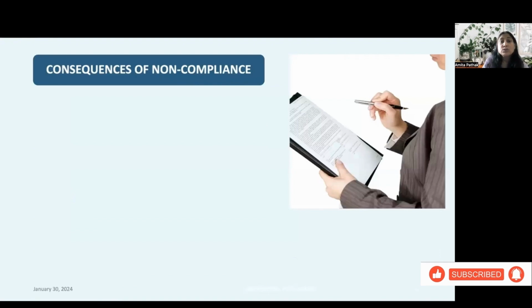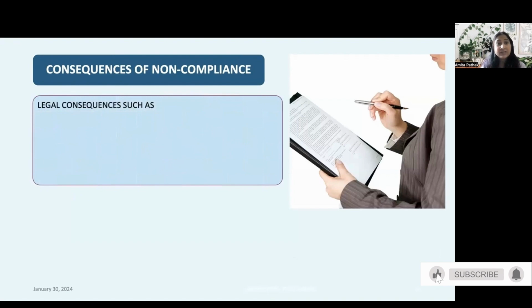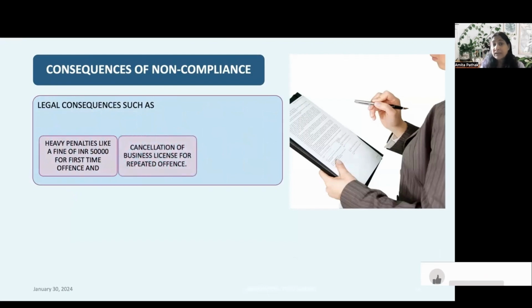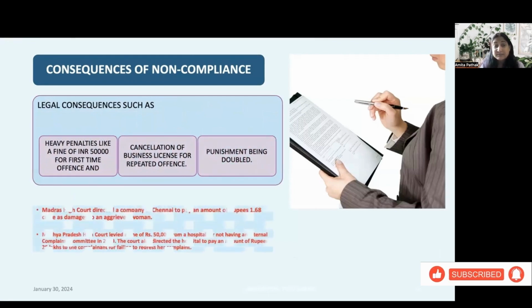So next, consequences of non-compliance, very, very important. If any organization doesn't do the compliances, such as filing a return, what would happen? There can be legal consequences such as heavy penalties, like a fine of rupees 50,000 for the first-time offense, and cancellation of the business license for repeated offenses, with the punishment being double.